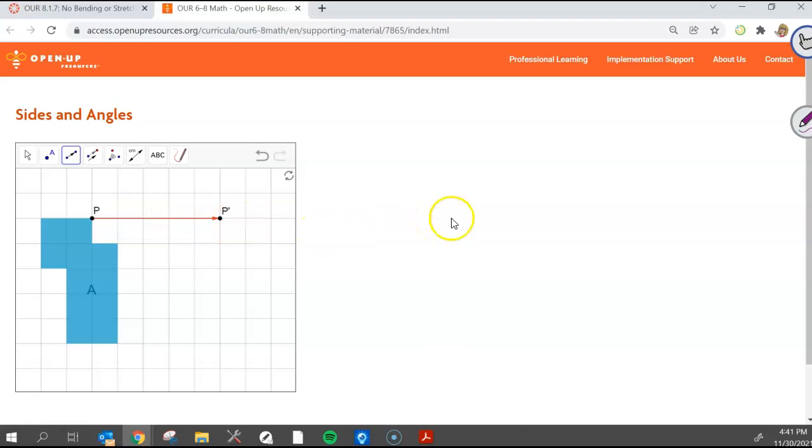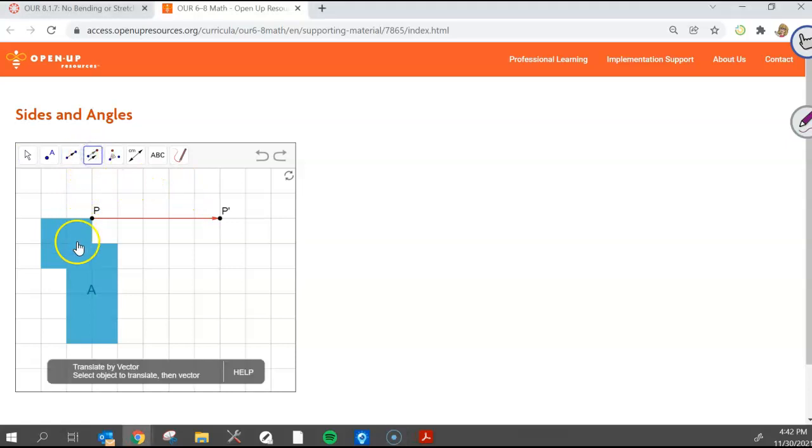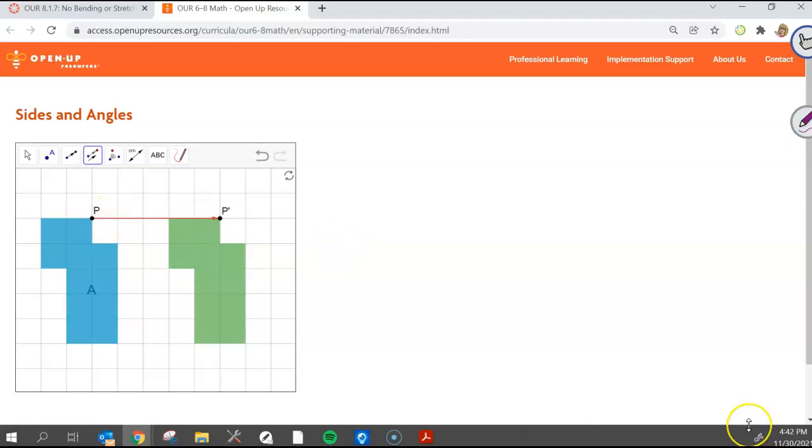So now the vector is created. Now I can use this applet to do this transformation. To do the transformation, I click on this. This, you can see, shows the vector, and it shows us sliding something along for a translation. So now I'm going to click on this, and it says translate by vector. So select the object to translate, then the vector. Here's the object I'm translating. Click on it. Now I need to show how much we're translating it. We're translating it by that vector. Okay, let's try that again. Clicking on this. Here's the object I'm translating, and here is the vector that I'm translating it by, and there we go, it's in its new position. So that's how that is going to work on the applet.